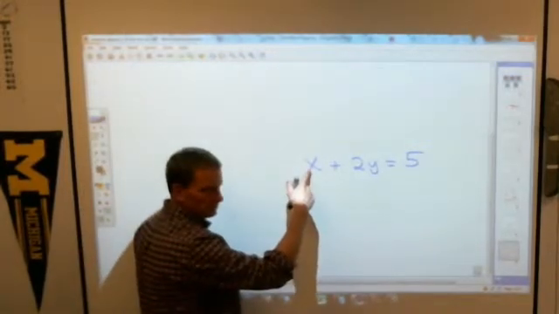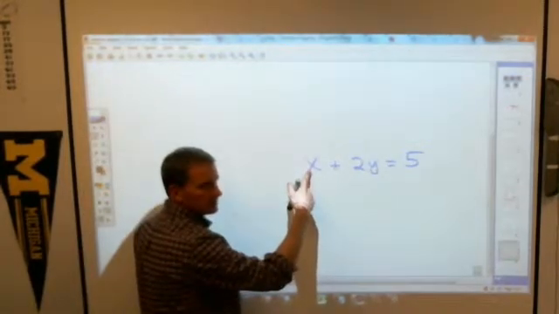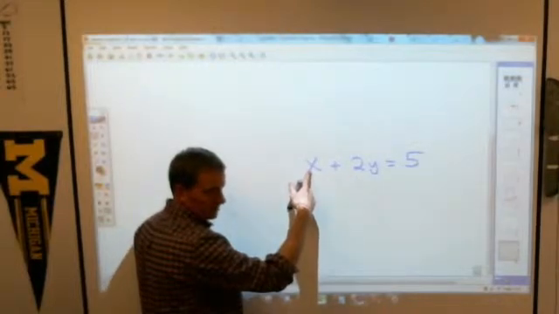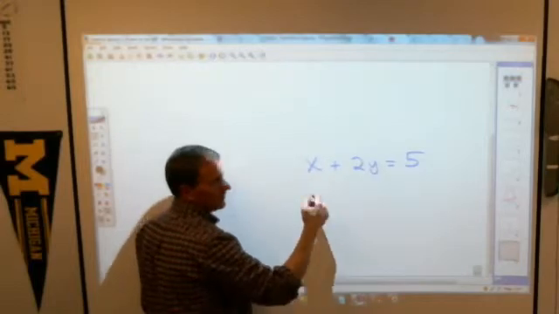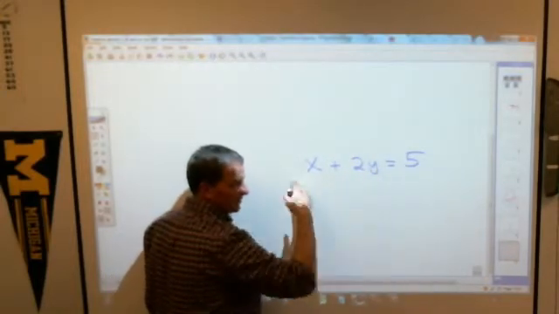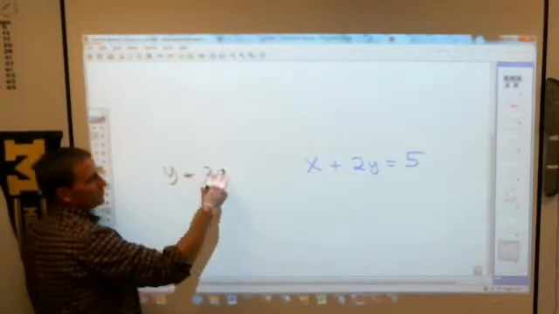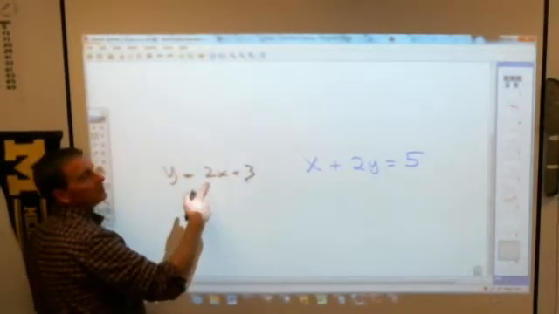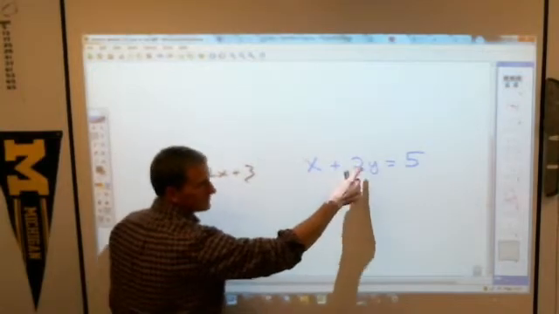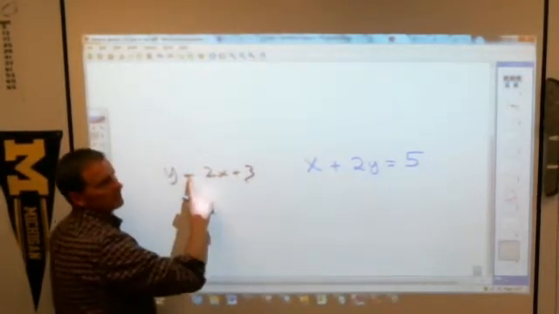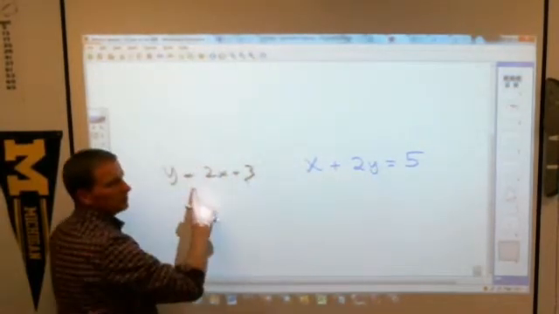Because this is in what form? Standard form. Right? If the x and the y are on the same side of the equal sign, it's standard form. If it is this, y equals 2x plus 3, this is slope-intercept form. Ready? Standard, slope-intercept. Standard, slope-intercept.